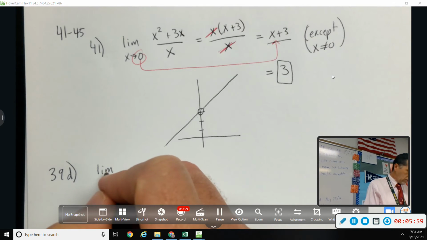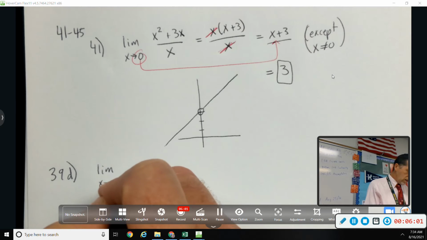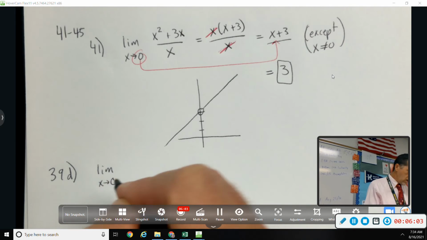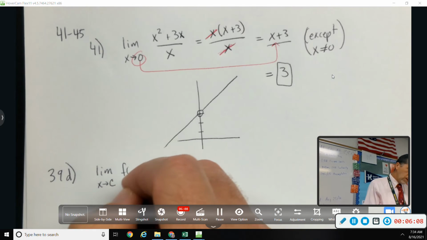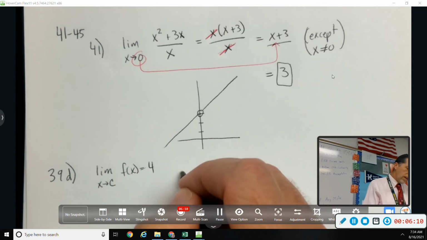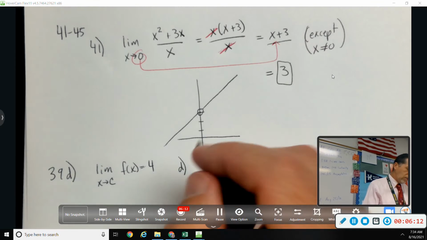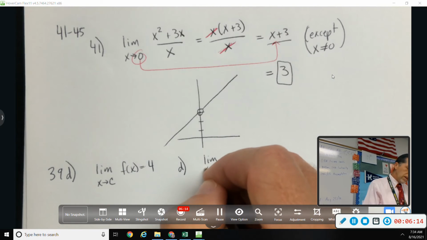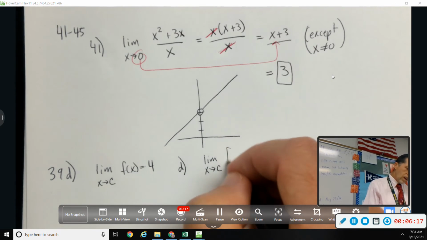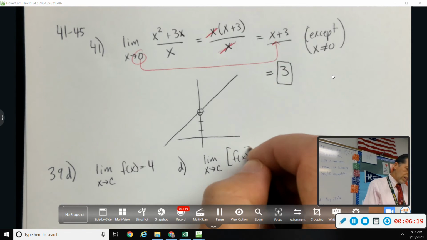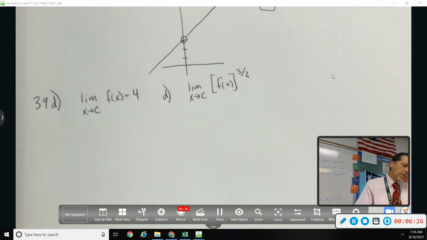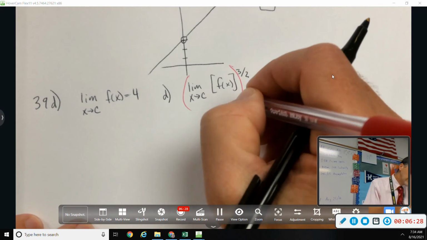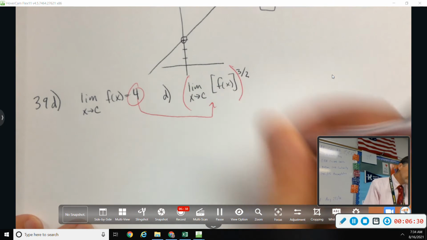Limit as x approaches c. Oh, I see what it's saying. So the limit as x approaches c of f of x is 4. And then part D says, given that information, what's the limit as x approaches c of f of x to the 3/2? Well, so it's likely we can put the 3/2 outside of all of this and stick 4 in for the limit.